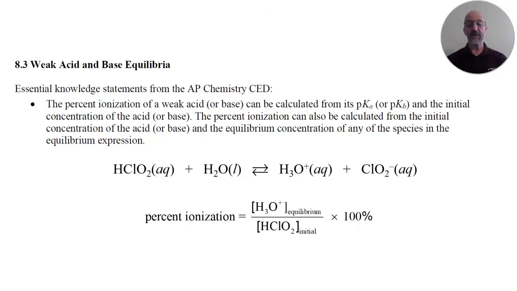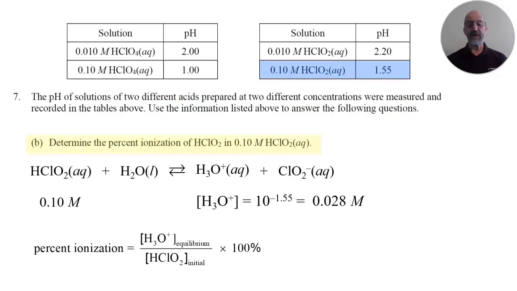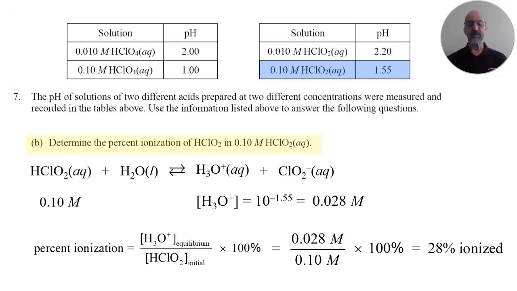Concentration of hydronium divided by the initial concentration of the chlorous acid, HClO2. So that's going to be 0.028 molar, which is what we calculated when we did 10 to the minus pH, and then divided by the initial concentration of HClO2, which is 0.10 molar. And so when we do that math, we get that only 28% of that acid is ionized.